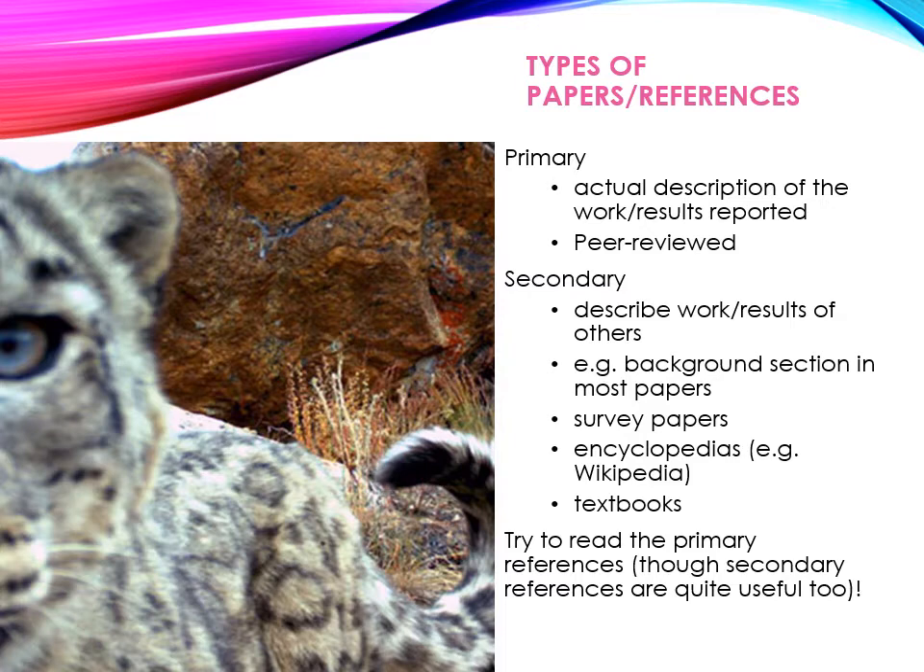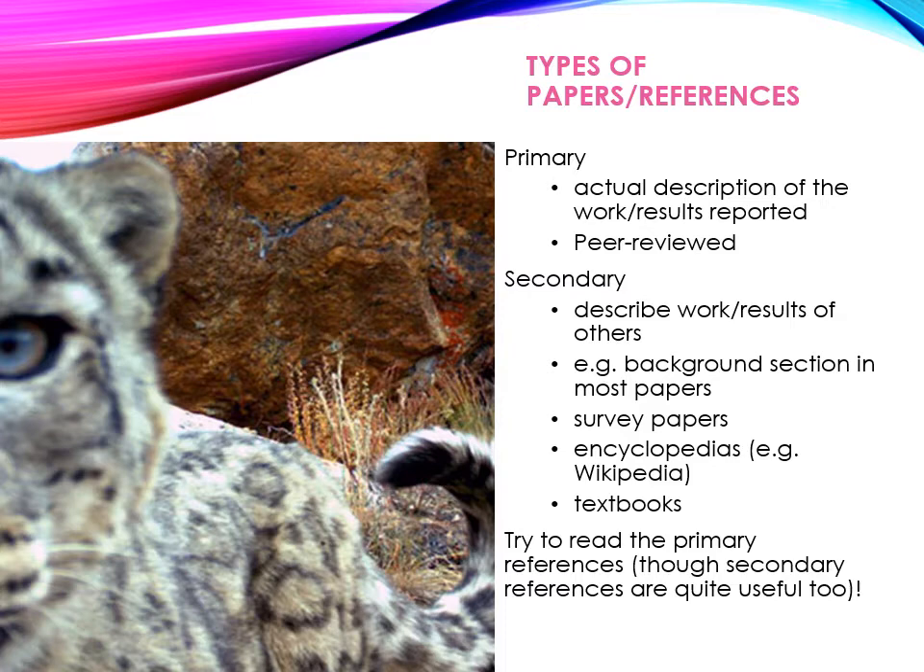Secondary references describe the work of others. In most papers in the introduction, they give you a background section describing previous work. That's kind of like a review of the work of others. The review papers are secondary as well. An encyclopedia, like going to Wikipedia for something, is a secondary reference. And your textbook, they're just telling you about research that other people did, so that's a secondary reference. So try to read the primary references.